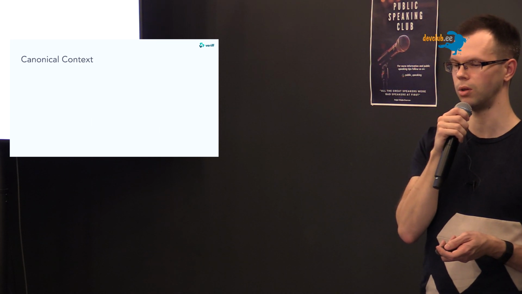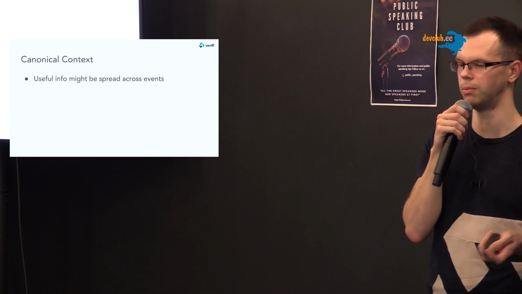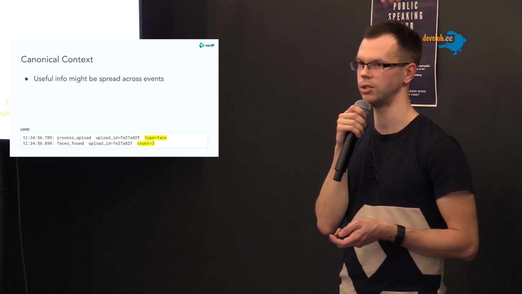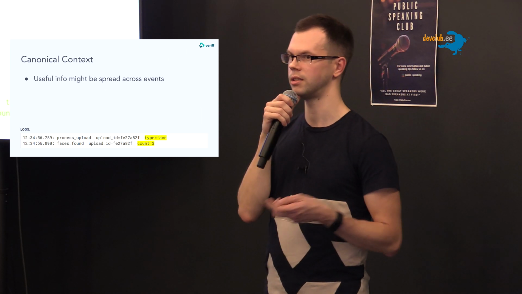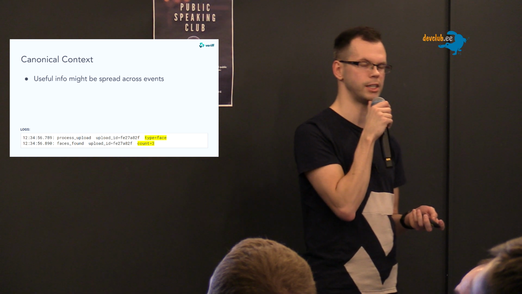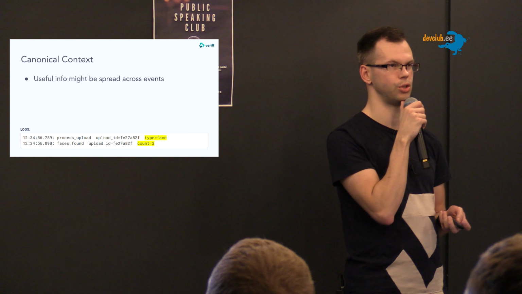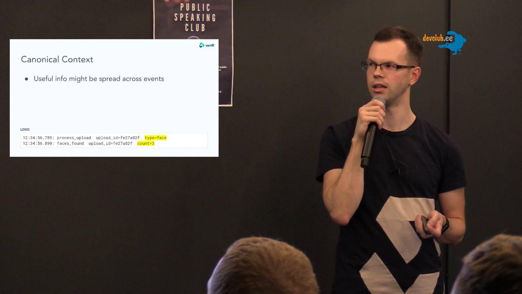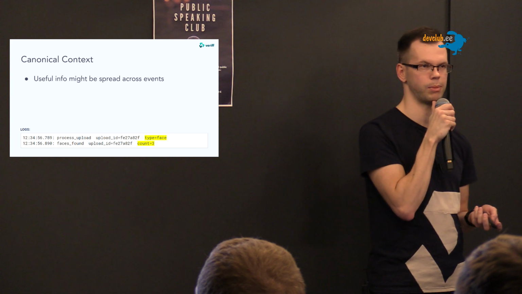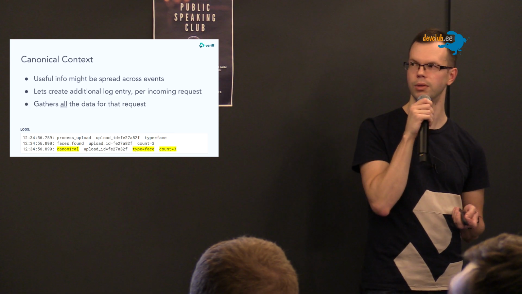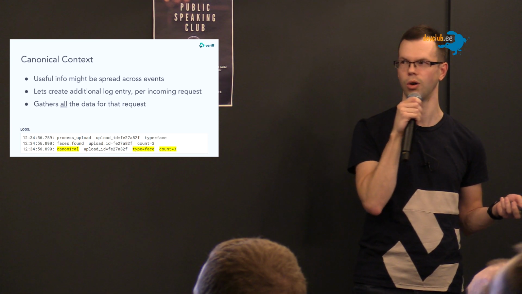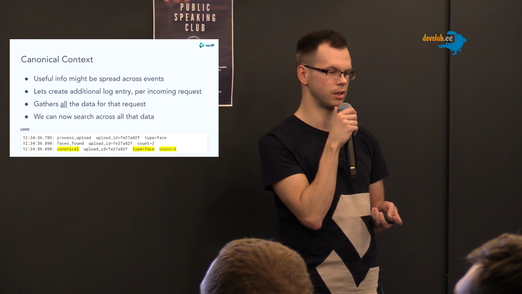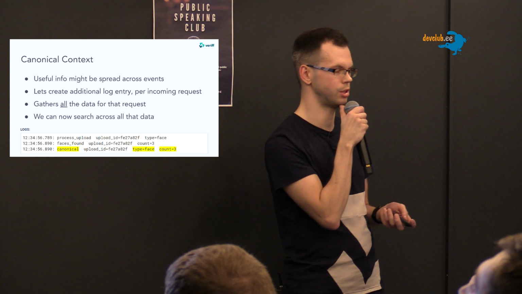We also make use of something called canonical context, which is essentially a summary of what is going on. And the idea is that we might have some data spread across different log events. In our example, we had the type being added to one log event and the number of faces found added to another. But if we now wanted to search for, let's say, face images where we didn't detect anything, then we would have to somehow make that happen across multiple log entries. And the solution here is to create this canonical or summary log entry, which includes all the important context. And then we can very easily just query that in CloudWatch or a similar service.